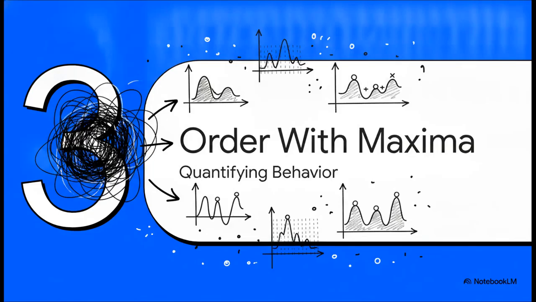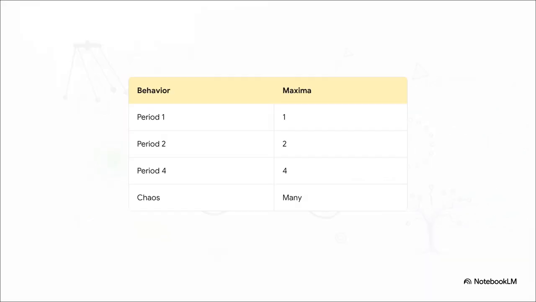Section 3, finding order with maxima. Now that we've cleared away the messy warm-up data, we arrive at the absolute best tool for decoding this chaotic noise, counting local maxima.